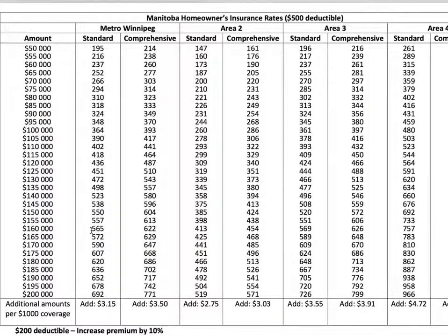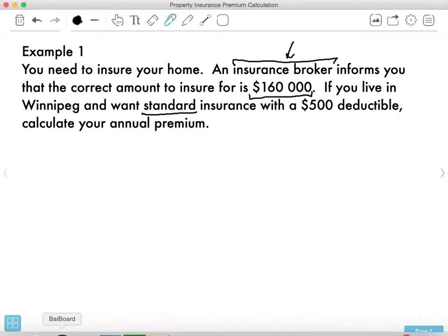So in this example, we wanted standard insurance. That comes with a $500 deductible. A deductible is the amount you have to pay the insurance company before they pay out the claim. That's to keep you from making small claims. All of the prices on here come with a $500 deductible, so that's built in. So we're going to pay $565 a year. So the answer to this question is just as easy as writing down $565.